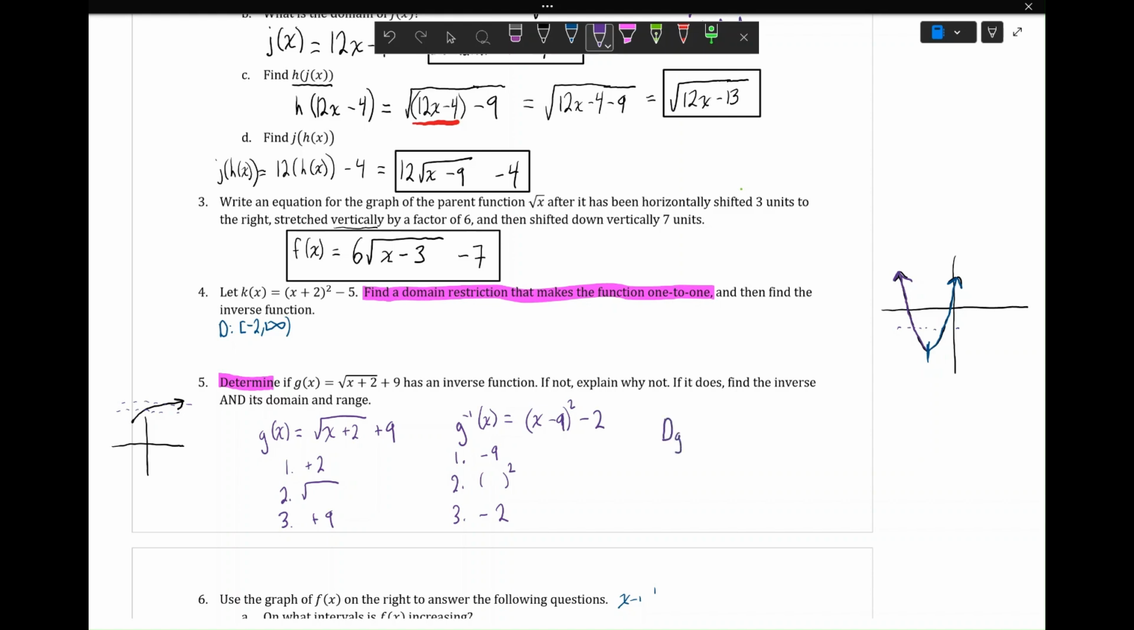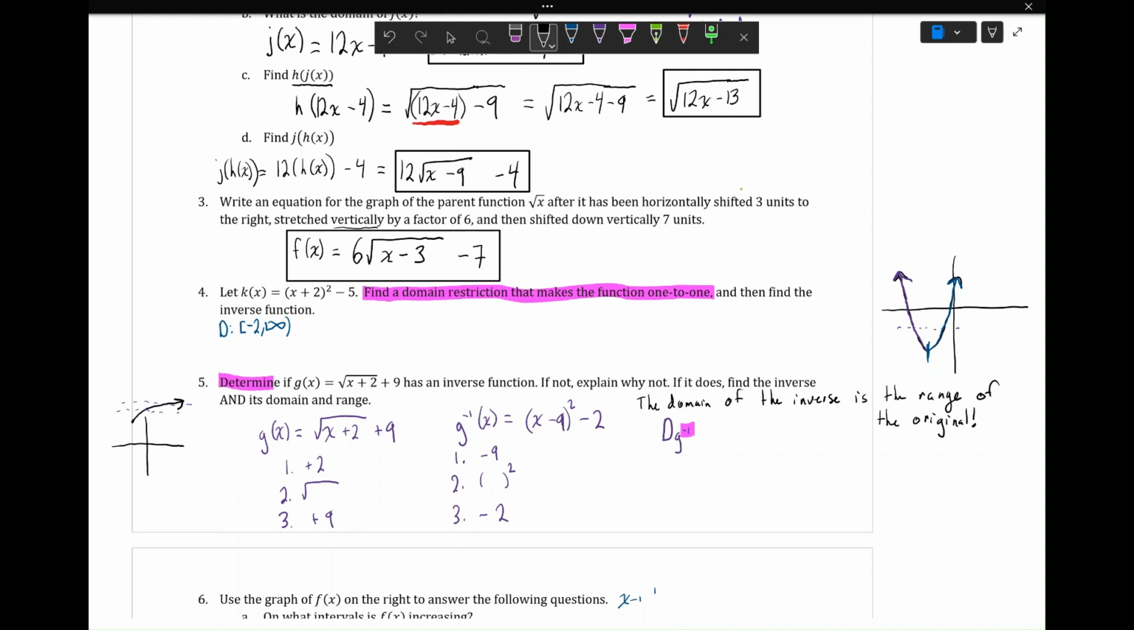Let's first talk about the domain of G inverse. Our initial thought is that since quadratics have a domain of all real numbers, this must have a domain of all real numbers. However, the important point is that it's the domain of an inverse. Something we need to remember is the domain of the inverse is the range of the original. And that makes sense. We're switching x and y values.